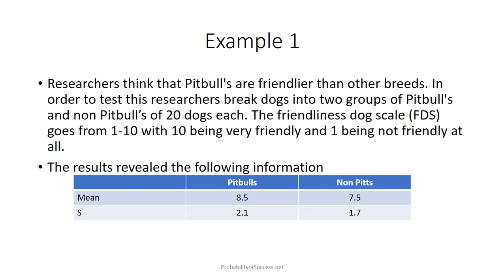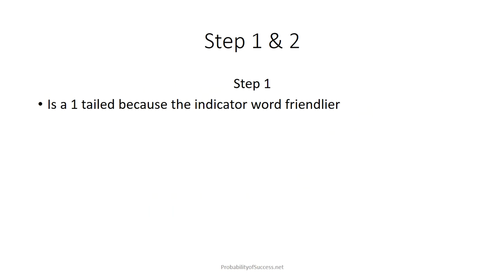Researchers think that pit bulls are friendlier than other breeds. In order to test this, researchers break dogs into two groups of pit bulls and non-pit bulls. Each group has 20 dogs. The friendliness dog scale goes from 1 to 10, which is what we are going to use, 10 being very friendly, 1 being not friendly at all.